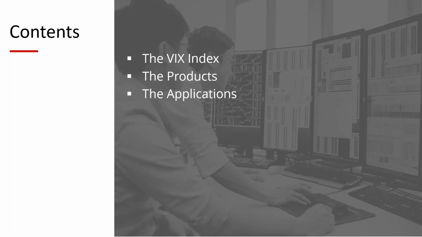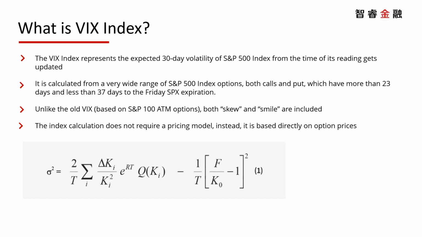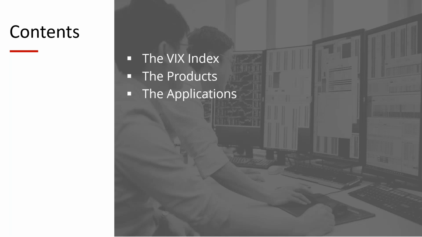So now the contents for today. In the coming 40 or so minutes, we are going to cover these three main areas. The VIX Index. What's VIX Index? What information does it carry? What's its relationship with the S&P 500 index? Then the products. We will be talking about the products and the indices that are based directly or indirectly on the VIX Index. The last one is the applications. We will go through several use cases of the products that are mentioned in the product section.